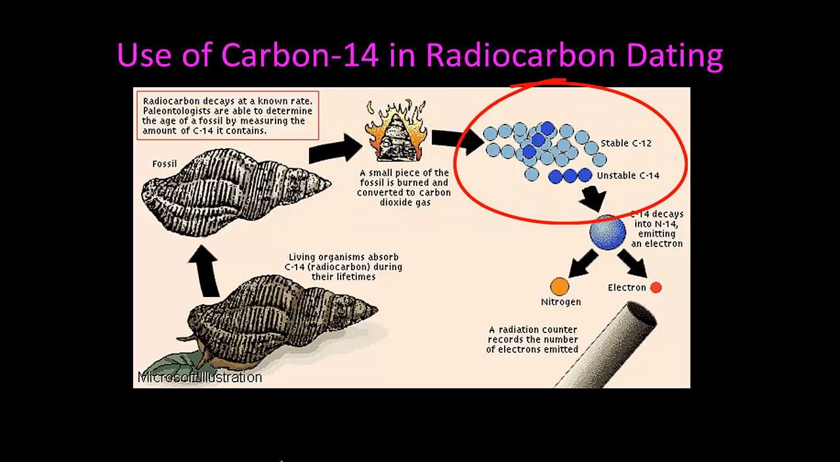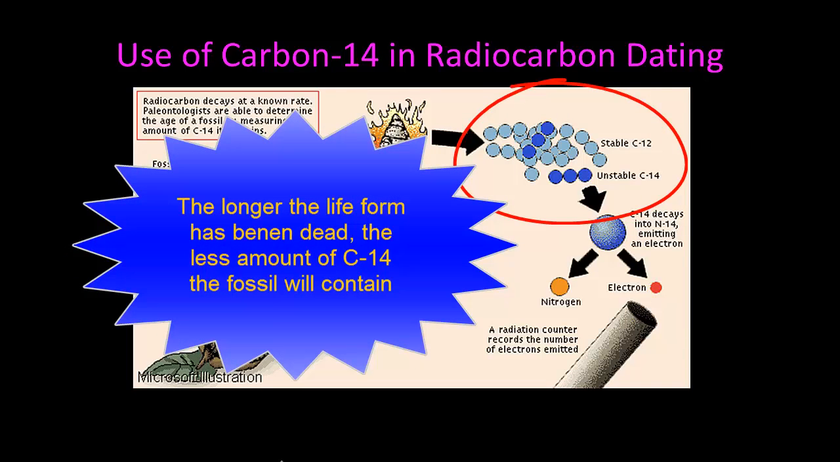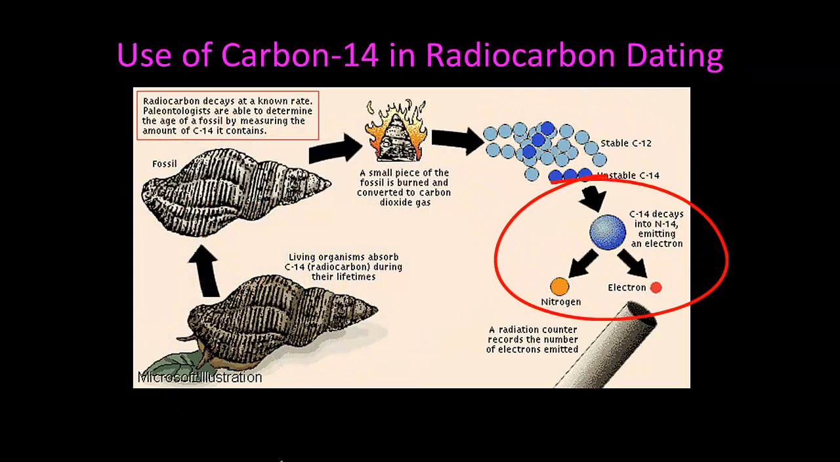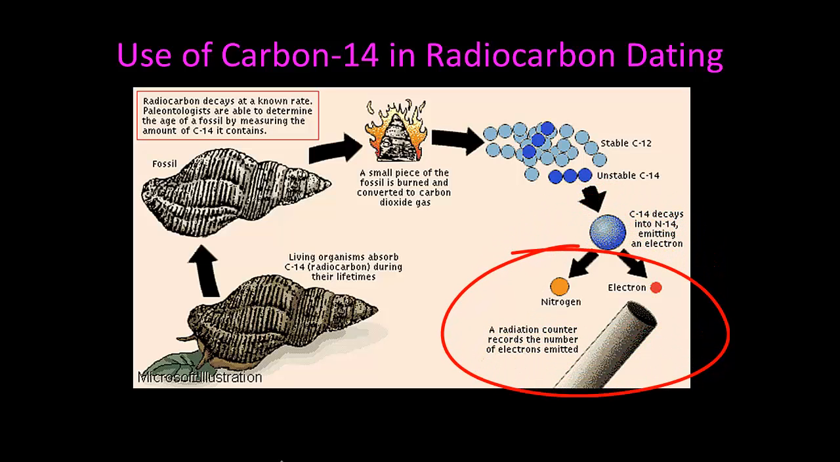Now, a certain percentage of that carbon dioxide will be carbon-12, and another percentage will be carbon-14, and this depends on how old it is, because the longer the fossil has been around, the less carbon-14 it will have because it's constantly decaying. So we take that carbon-14 and find out how many electrons are given off, because it is going to decay into a nitrogen and an electron, and then we have a detector that detects the amount of electrons given off. So for every electron that's given off, that means there was 1 carbon-14 there, and that's how we can tell how long something has been dead, so how long ago it died.